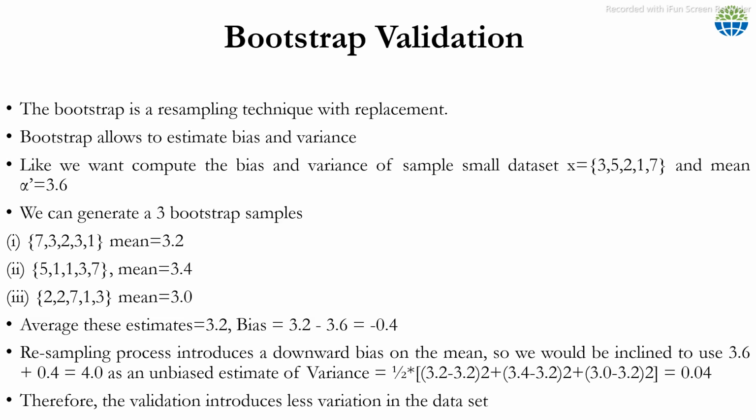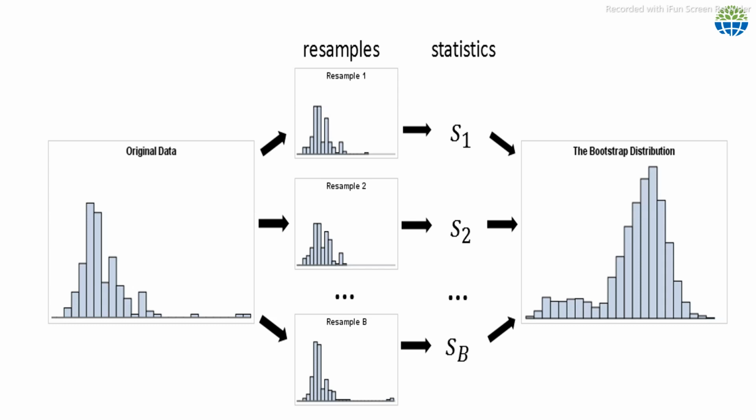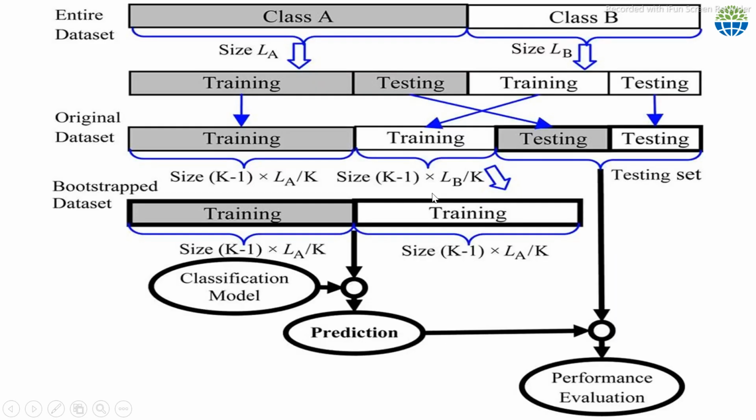That means this has less variance in the data set. The variance can also be calculated using this formula, with 3.2, 3.4 and 3 divided by 6. Then we have to go for the bias percentage. This is the example: the original data set is this, then we resample 1 to 3, take the average of these, and compare it for the variance percentage. That is the bootstrap distribution.